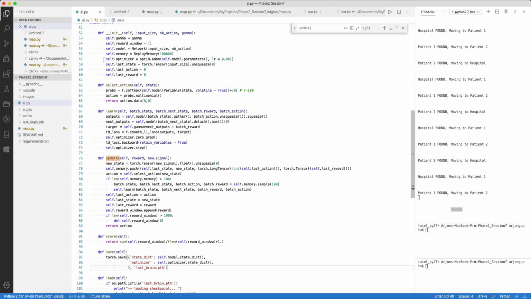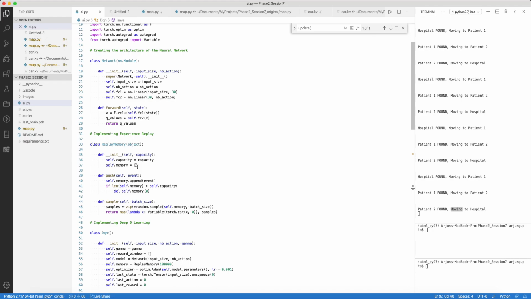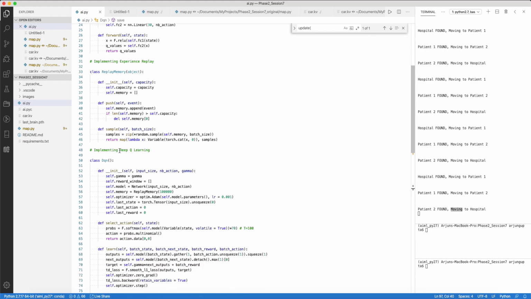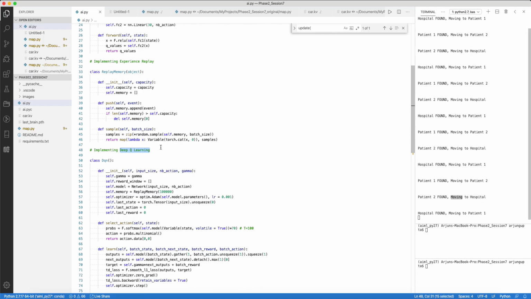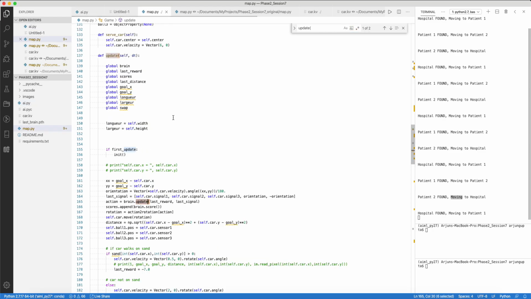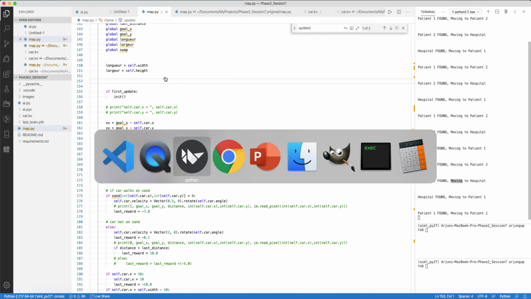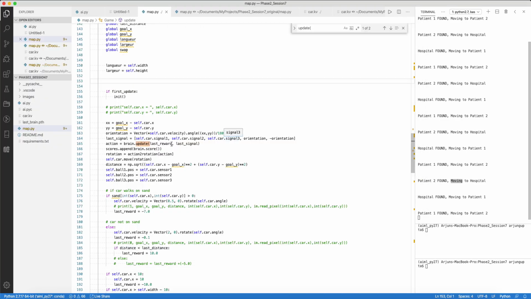So here's the ai.py file in which we have defined the reinforcement learning part. Actually, it is deep Q learning that is being trained for this application, and map.py is the file in which we have simulated the environment. We have used Kivy as a framework to define the UI, and in this part, as we can see, brain is the network that is being trained.